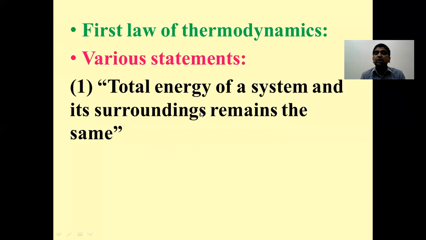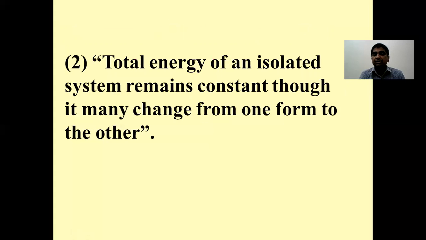It means the total amount of energy of system and its surrounding remains constant, and the system and its surrounding constitute the universe, so that we can say that total amount of energy of system and its surrounding, that is total amount of energy of universe, remains the same or remains constant. So according to the first law of thermodynamics, total energy of the universe remains constant.